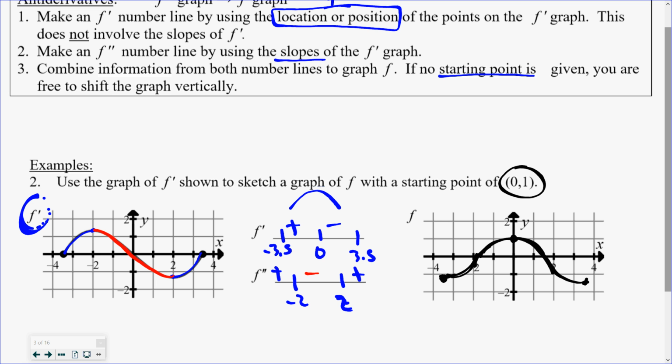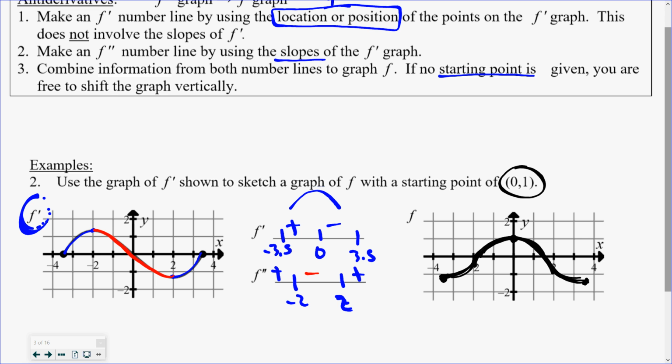So my graph is going to look something like that. Let's double check it. I got a max at 0. I got a concave down between negative 2 and 2. Concave up from negative 2 to 3.5 and from 2 to 3.5. So my graph ends up looking something similar to that.